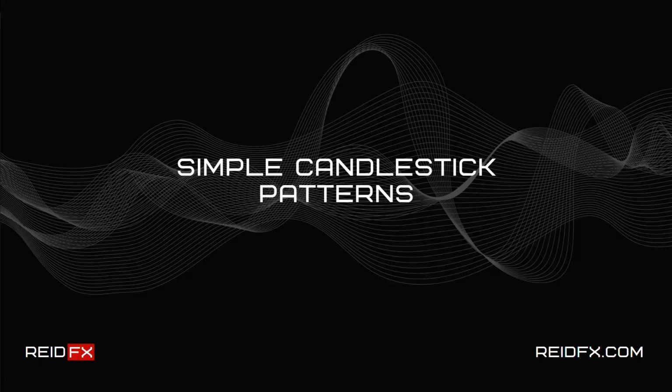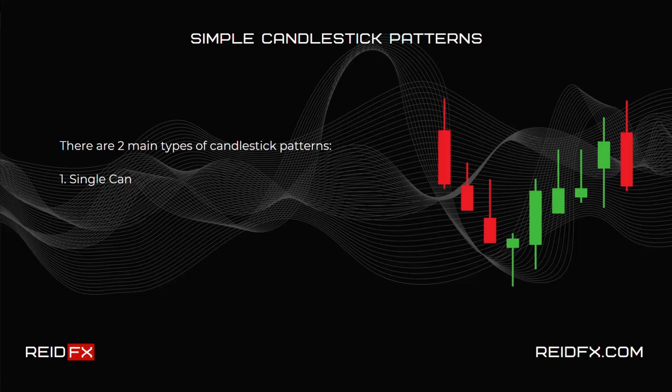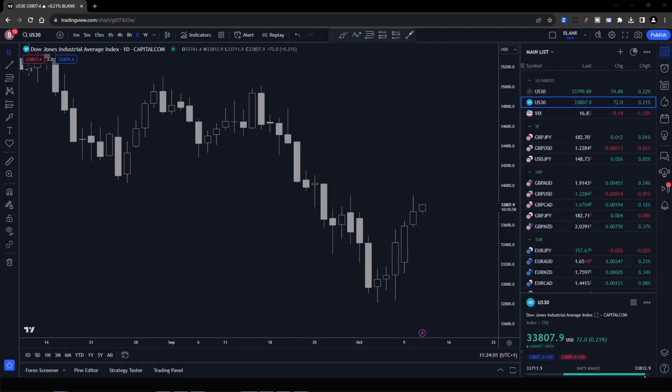In this lesson then, we're going to look at simple candlestick patterns. There are two main types of candlestick patterns. We have single candle patterns and multi-candle patterns. So let's go over to the charts and we'll get started with single candle patterns.